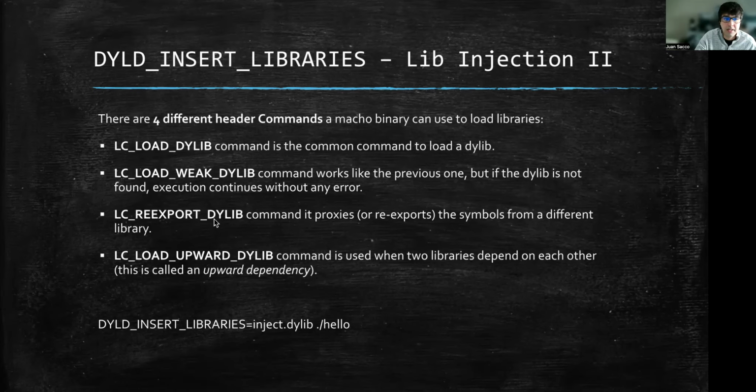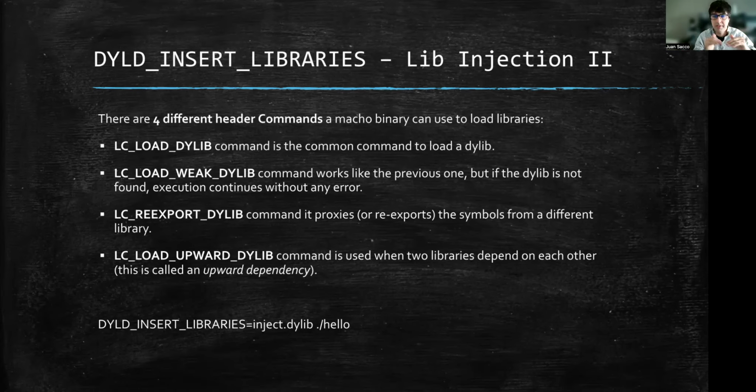Then you have LC_REEXPORT_DYLIB. This command is used as a proxy, to re-export the symbols of that library from a different library. And then the last one is LC_LOAD_UPWARD_DYLIB. This command is used when two libraries depend on each other, and this is called an upward dependency.